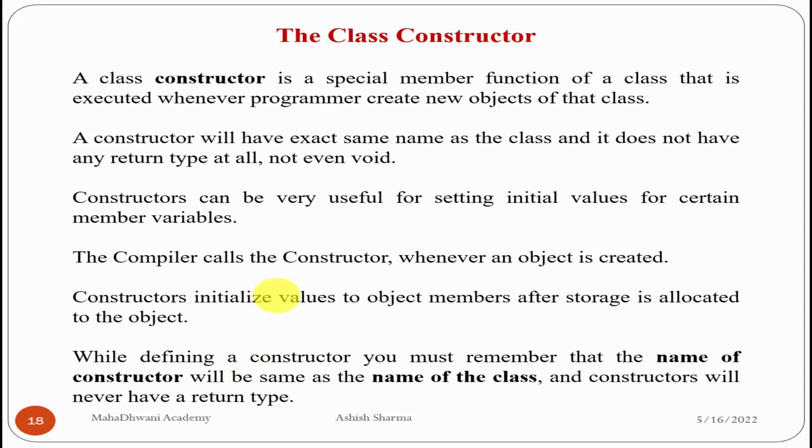So we understand that the constructor has the same name as the class, and the constructor has no return type. The constructor should be public. It is very useful to initialize the data members of the class, or the object of the class. And the constructor is called by the compiler automatically whenever an object is created for the class. These are the important things which make the constructor a special function.